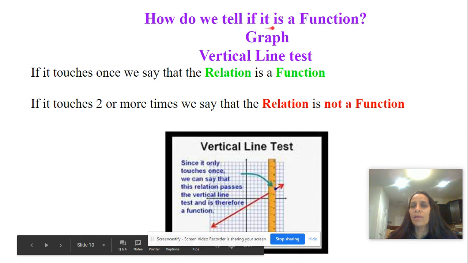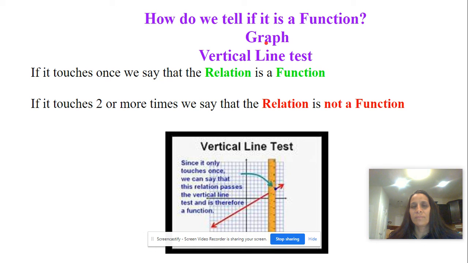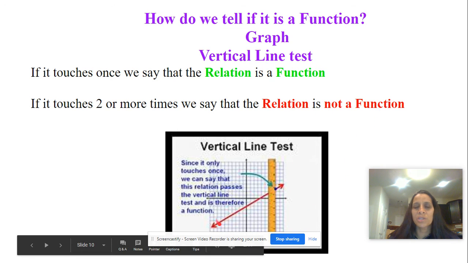So how do we tell if it is a function in a graph? Okay, we do a vertical line test. If it touches once, we say that relation is a function. If it touches 2 or more times, we say that the relation is not a function. Please look at the picture. Notice that here, the ruler is your vertical line going up and down. It's only touching that graph one time. If it touches more than one time, it is not a function.